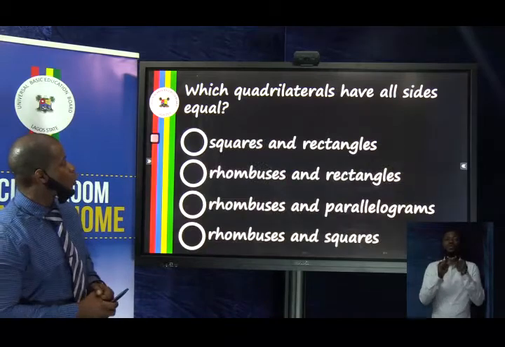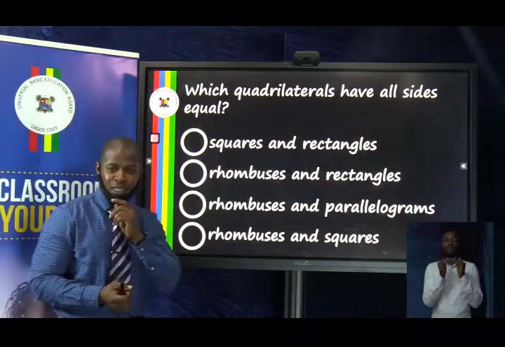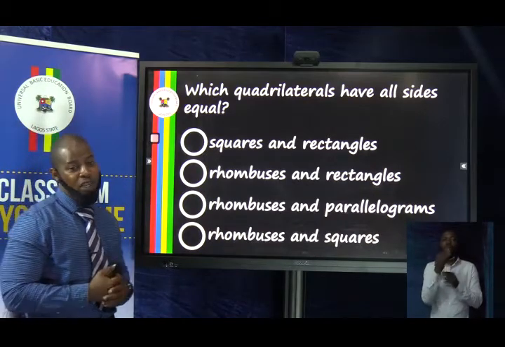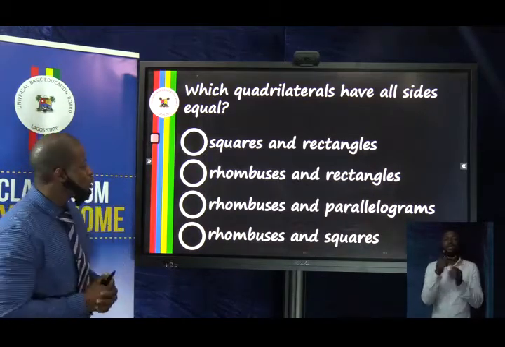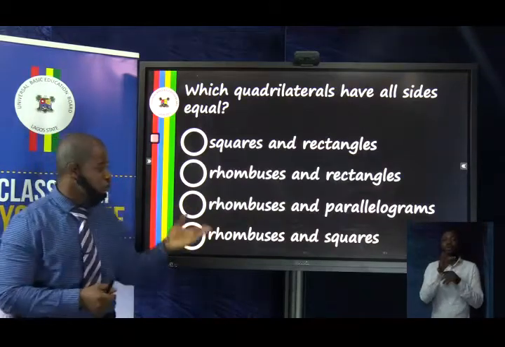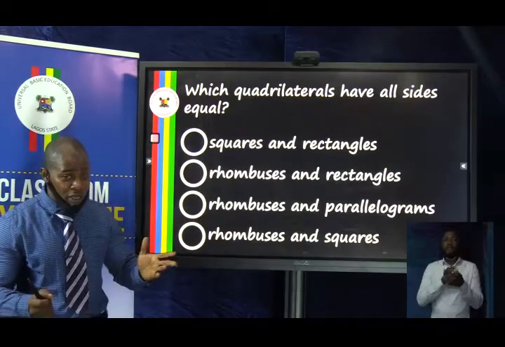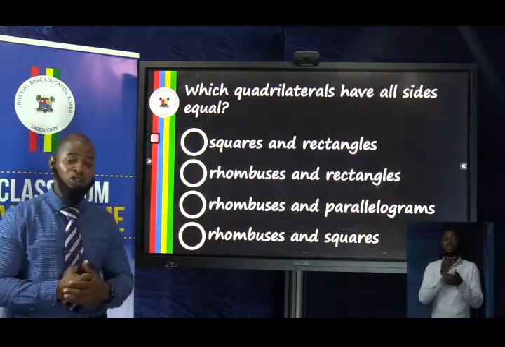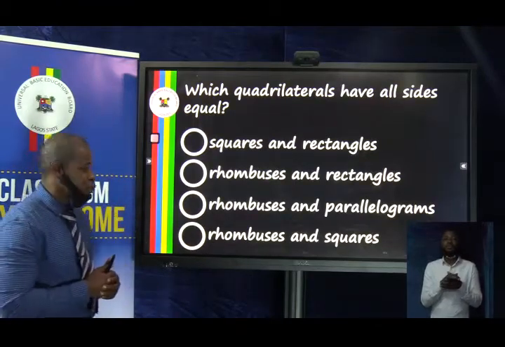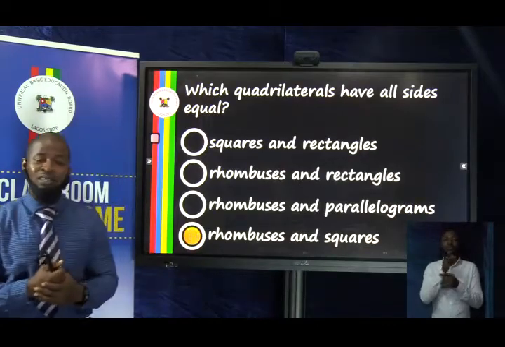Now this one. Which quadrilaterals have all 4 sides equal? This should be easy for you. The options are squares and rectangles, rhombuses and rectangles, rhombuses and parallelograms, rhombuses and squares. I believe you have selected your answer, but is that your final answer? All right, get ready to jump up if you're correct. The correct answer should be rhombuses and squares.